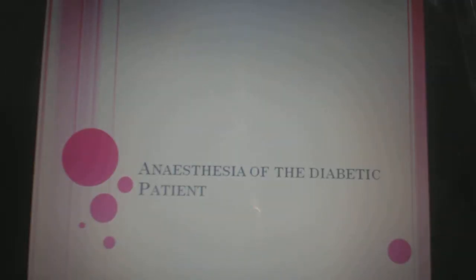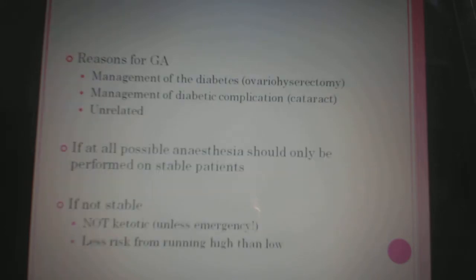Hi, I'm going to run you through anaesthetising the diabetic patient. There can be many different reasons why you want to anaesthetise a diabetic. One common reason is for management of the diabetes itself.